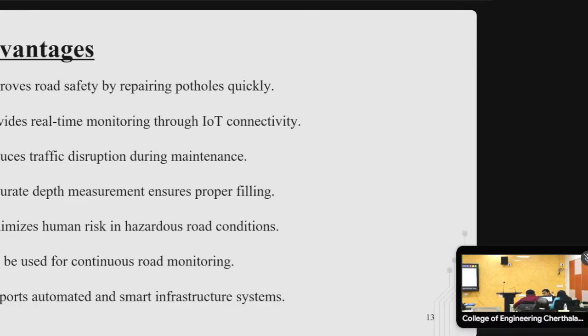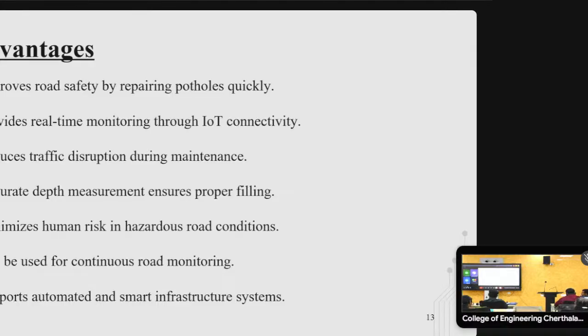And the advantages of the project is that it improves the road safety and reduces traffic disruption during maintenance. It minimizes human risk in hazardous conditions, which provides a better protection to human life, or the person who's working in this road condition.